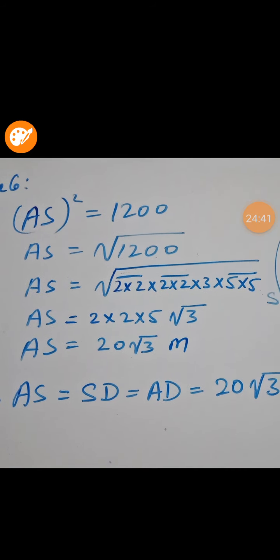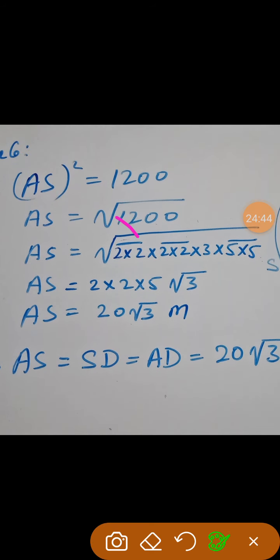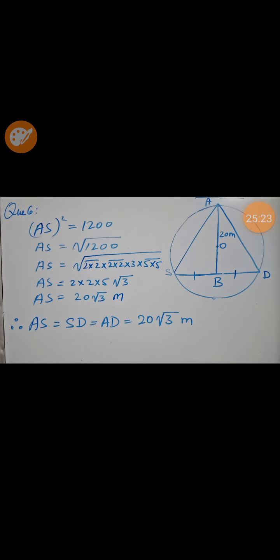So these pairs will come outside. This pair will come as a single 2. This pair also comes as a single 2. The pair of 5 will also come as a single 5 outside this square root. Now only 3 is left inside. Now we'll multiply. So 2 into 2 into 5 will be equal to 20. Now root 3. So this is the length of AS, 20 root 3 meter. And we know that the lengths of AS, SD and AD are equal to each other. So all will be equal to 20 root 3 meter. This is our required answer.